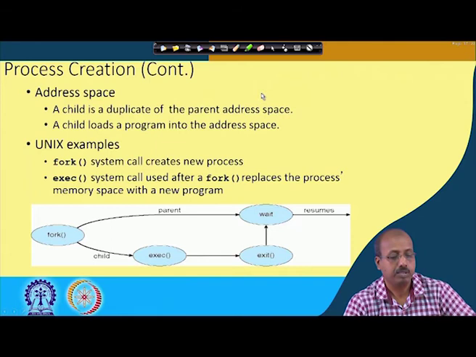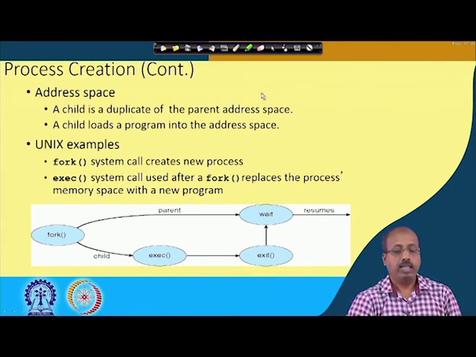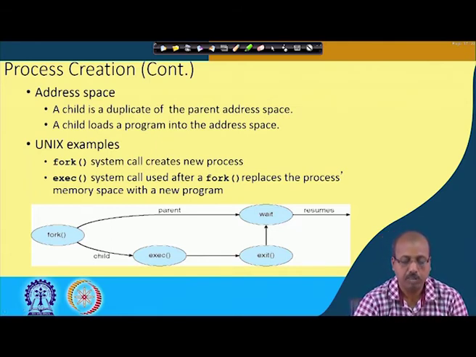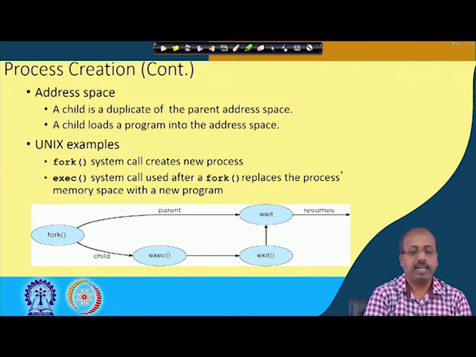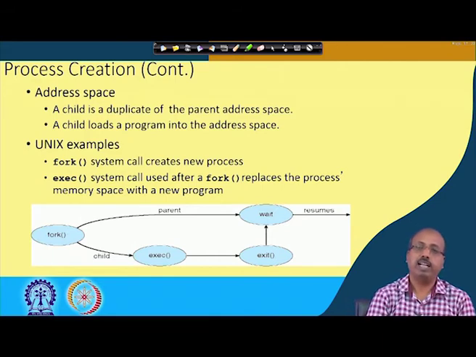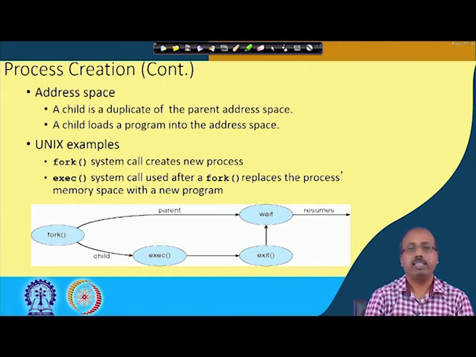Now, regarding the address space, one option is that the child is a duplicate of the parent address space. Other option is that the child loads a program into the address space. Like the parent process had its code, data and stack segments. Now, it may so happen that the child process also uses the same code, data and stack segments of the parent process.